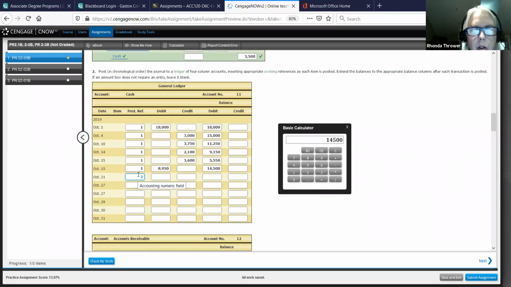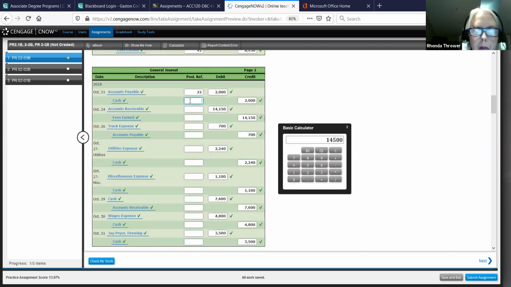Came from page 2 this time. It's credited for $2,000. So we've reduced our cash to $12,500. Pick up your 1-1, put it here, and then we move to accounts receivable.